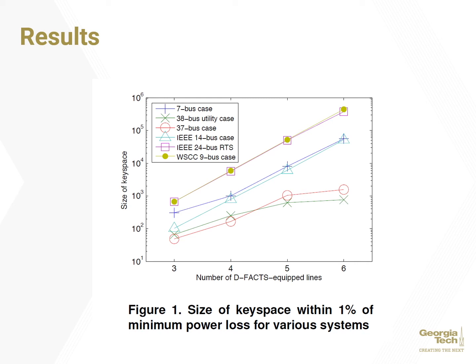But for each of these bus systems, the researchers calculated the raw key spaces using about a 20% maximum change in line impedance with an acceptable threshold of a 1% power loss. So essentially, the goal is to produce a key that's large, but only produces a 1% power loss.